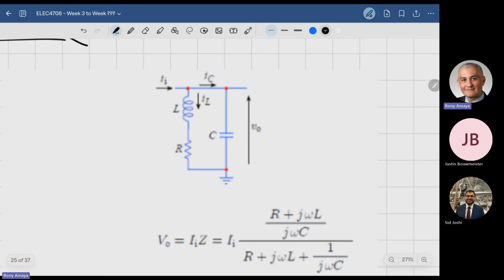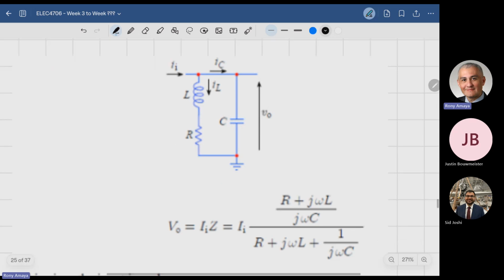I have an input current, and that input current branches out into two. So you have the current going to the capacitor, and you have the current going to the inductor, right? And you know that the transfer function, or V out divided by I, is equal to the effective impedance of that, and we can then go back and do a simple calculation of it.